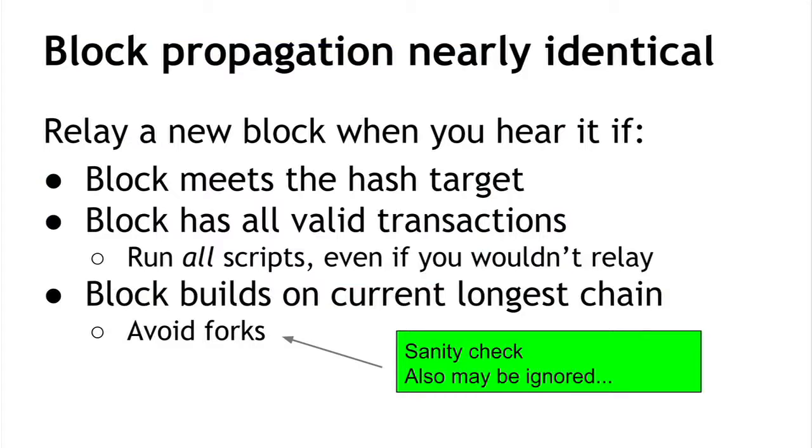So just like with transactions, nodes can implement different logic if they want. They're free to relay blocks that aren't valid, or to relay blocks that build off of an earlier point in the blockchain. So some nodes may be trying to relay a block that doesn't extend the current longest chain, that actually builds a fork. And that's okay, the protocol is designed to withstand that.